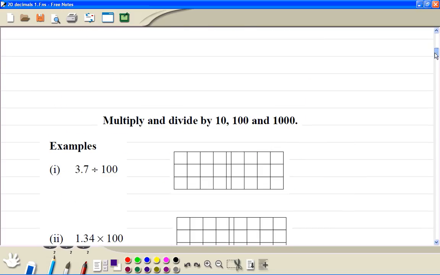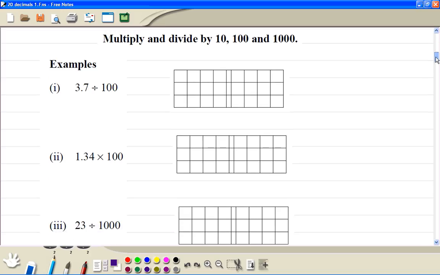Now multiplying and dividing by 10, 100 and 1000. So if you write this number 3.7 here, and here's the decimal, then 7. Now when we divide by 100, the position of the 3 and the 7 are going to move to the right 2 places. So this 7 would move to this position here, then the 3 moves here, then we keep the decimal in the same place.